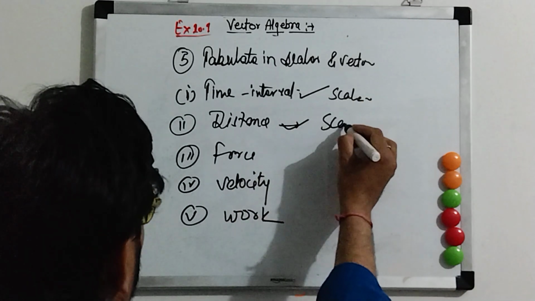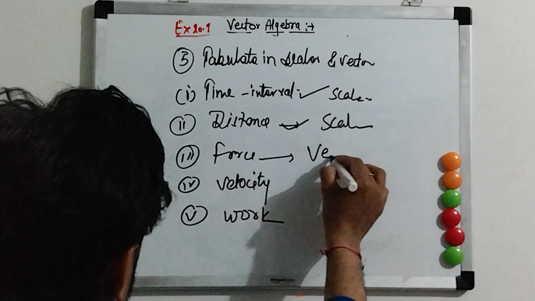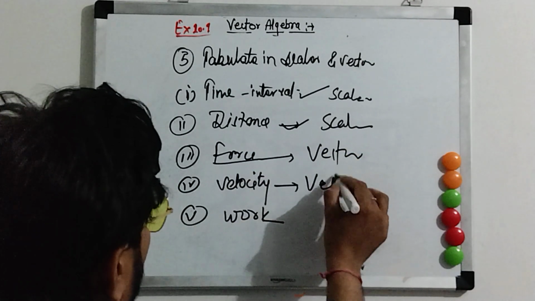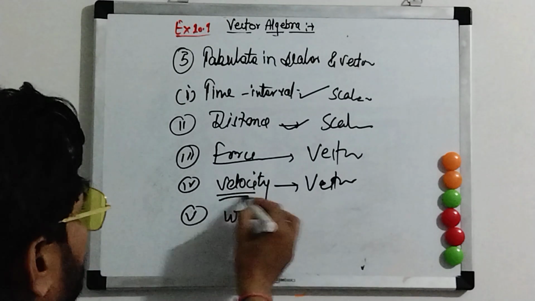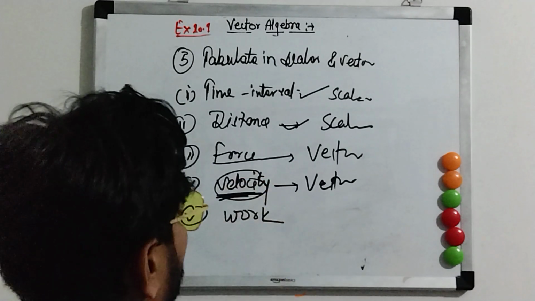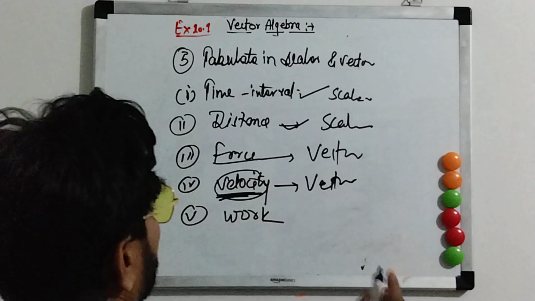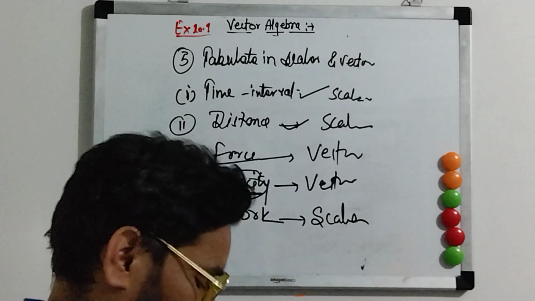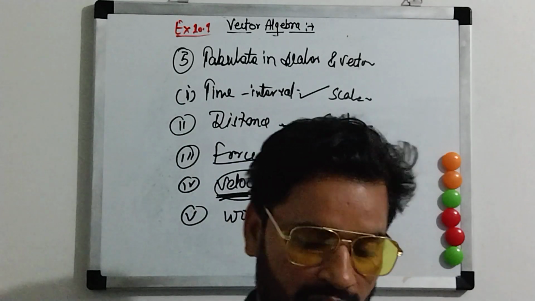Force is a vector, because there is a direction. Velocity is also a vector because there is a displacement, not distance. In velocity, we have to draw displacement, and displacement is a vector quantity. Work is a scalar quantity. In this way, we are able to solve questions number 1, 2, and 3.